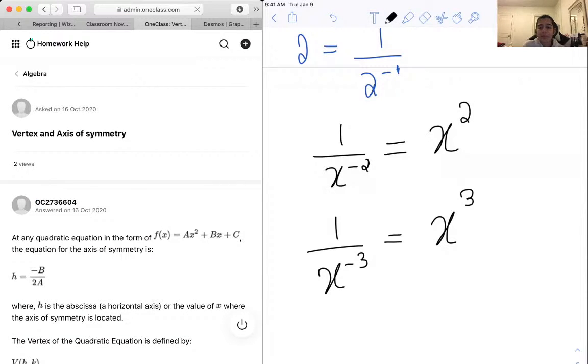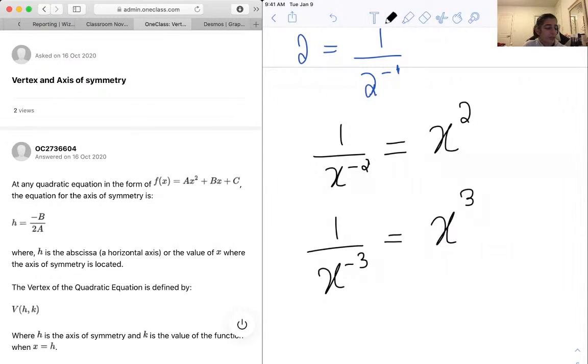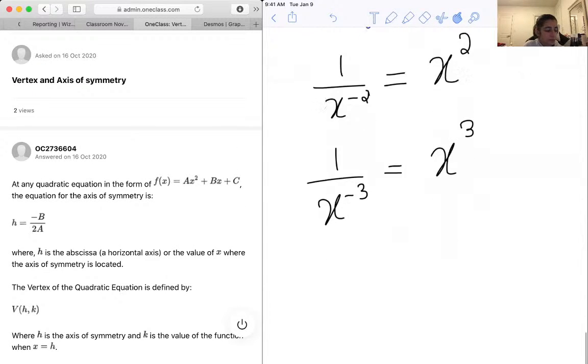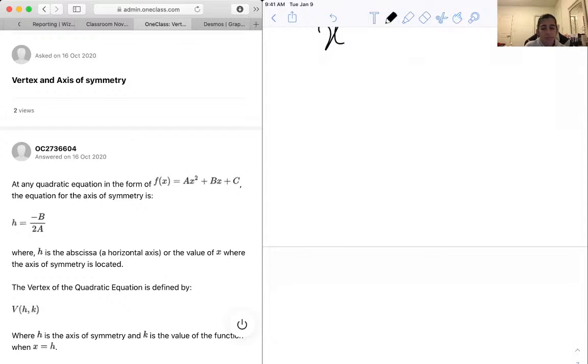Okay. Our next question over here is the vertex and axis of symmetry.